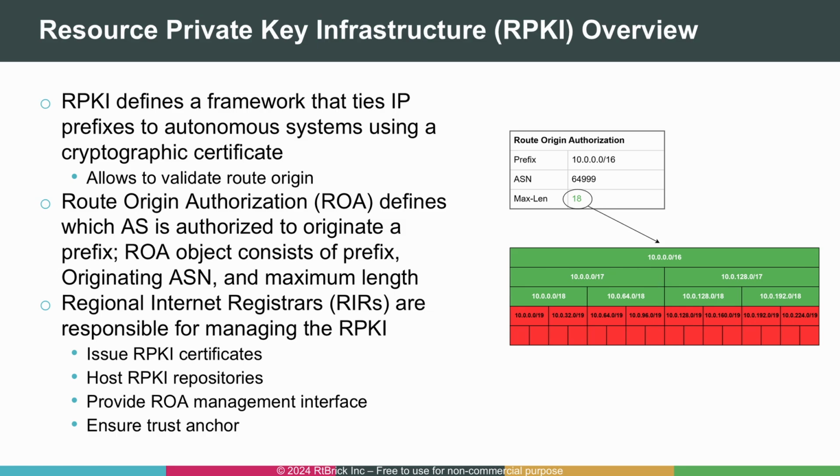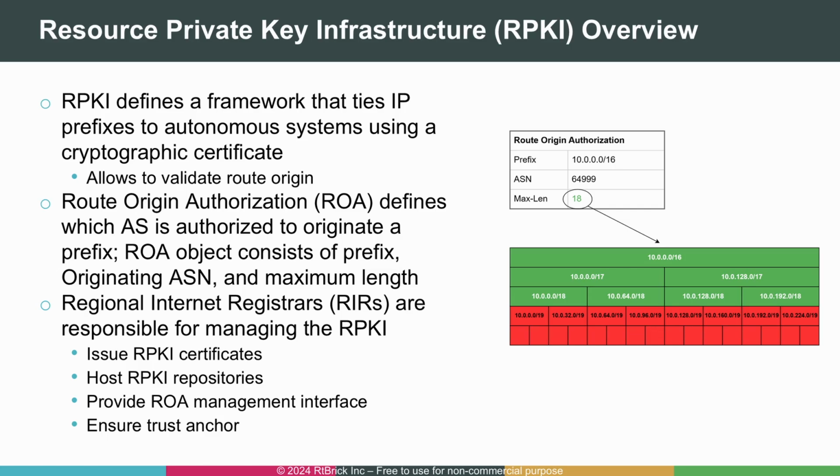Resource Public Key Infrastructure is a cryptographic system designed to address these vulnerabilities by verifying route origin authorization. It links IP address blocks and autonomous system numbers to cryptographic keys via digital certificates. The central object in RPKI is the route origin authorization, short ROA, a digitally signed statement that specifies which AS is authorized to originate a particular IP prefix, and a maximum prefix length, which sets the most specific subnet that can be advertised for that route.